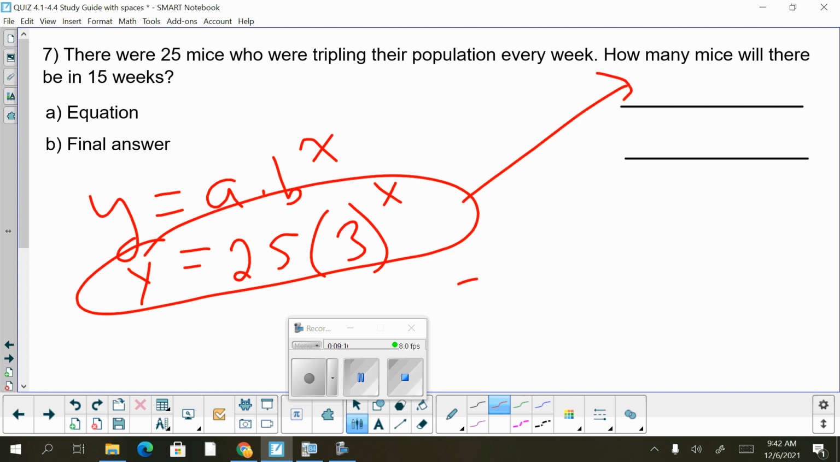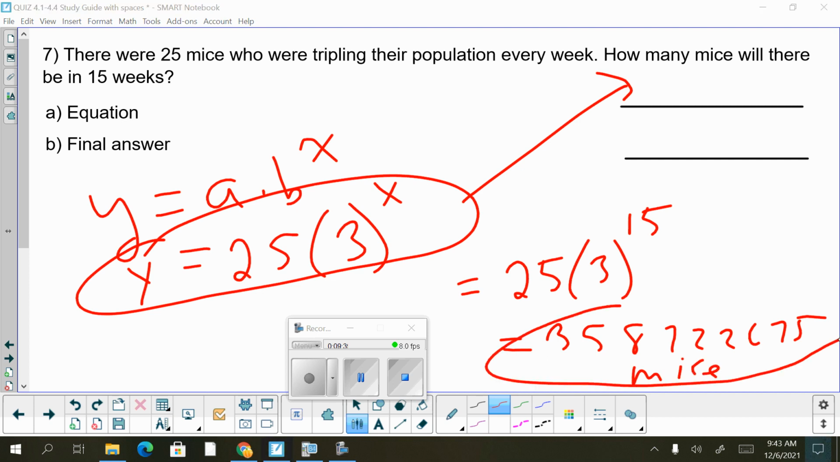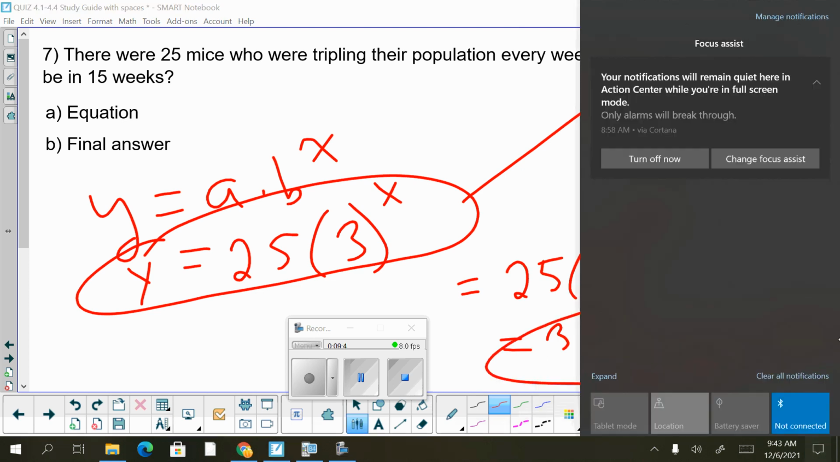For answer blank B, we're just going to do a calculation. We will put a 15 in for x, because that means it will triple 15 times. Oh my gosh, this answer's huge. I might not have enough space to write it. 3, 5, 8, 7, 2, 2, 6, 7, 5. So if you get a really big answer, don't be alarmed. Things just grow really fast when it's exponential growth.